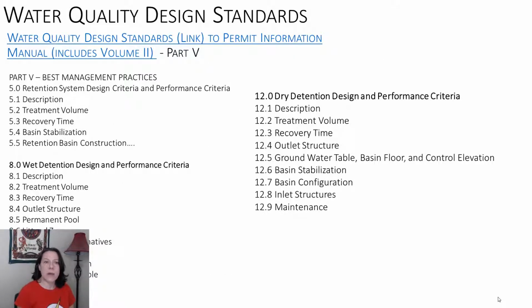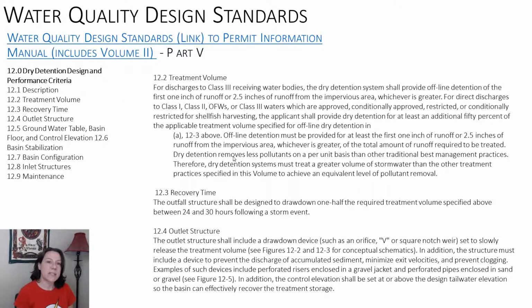Now the next one is the water quality standards that we're actually going to be looking at. We could do a wet detention design, but APOPCA said that they wanted us to do a dry detention. So we'll be looking at section 12 of the best management practice. Section 12 says here's the treatment volume. It says if we're doing an offline detention, you must provide at least the first 1 inch of runoff or 2.5 inches of runoff from the impervious area, whichever is greater. That means we have to look at how much impervious area of the site we have, or we're going to multiply 1 inch over our total area and have to provide that volume within our pond.